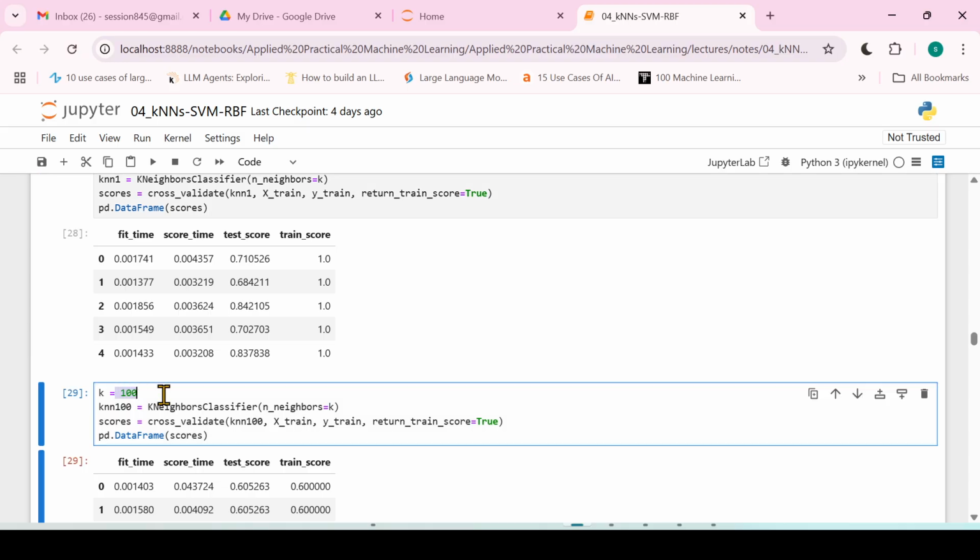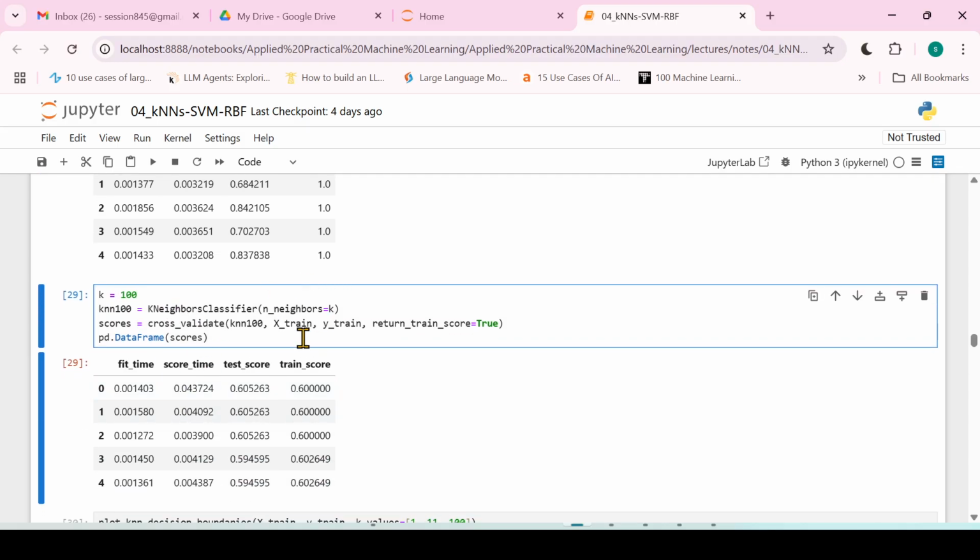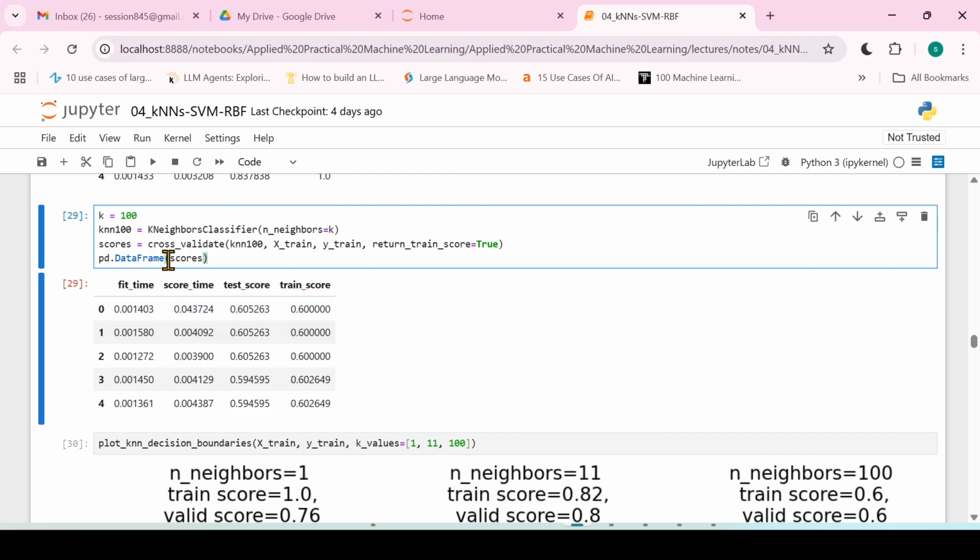Now let's choose k as 100. When we build the model with 100 and then apply cross validation, here we can see that with n neighbor as 100, our test score and train score are both very low. So this is the situation of underfitting, right? So now we have seen both extreme examples, for overfitting and underfitting, right?